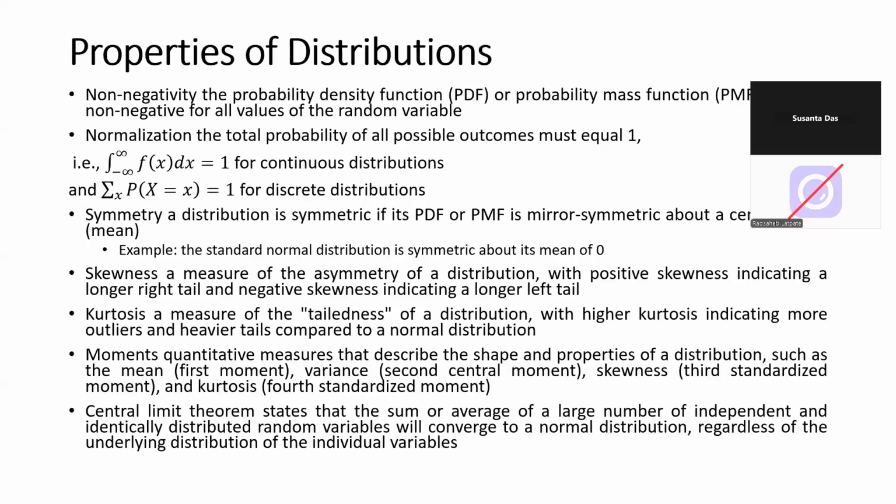The moments are quantitative measures of the shape and properties of the distribution, such as mean, variance, skewness and kurtosis. Along with that, whatever distribution your data possess, if you employ the central limit theorem, then for larger sample sizes it will always converge to the normal. Next, normal distribution.